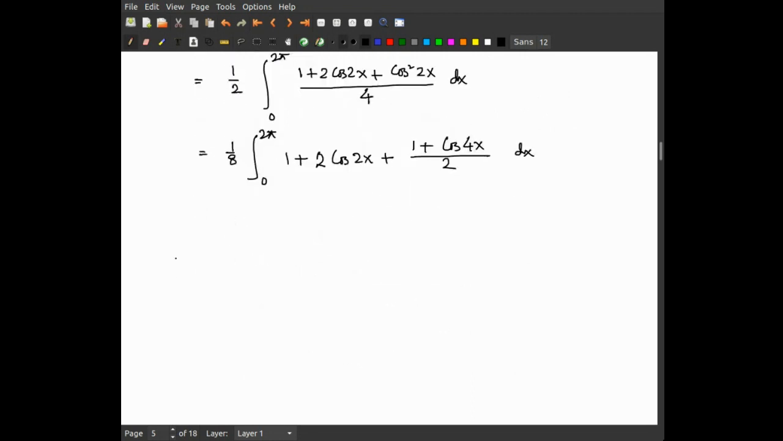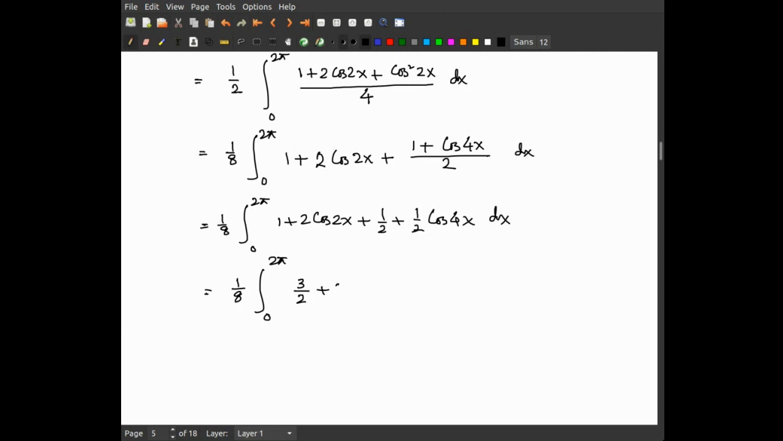So far we are still good. Now before finding the integration, we need to simplify a little bit. From 0 to twice pi, 1 plus 2 cos 2x. If I distribute that, that would be 1/2, and again 1/2 cos 4x dx. So we can add that 1 and 1/2: from 0 to twice pi, 1 and 1/2 will be 3 over 2, then 2 cos 2x, and then half cos 4x dx.